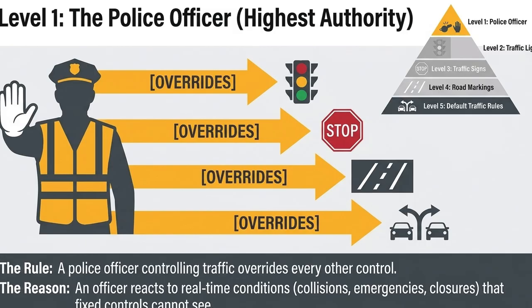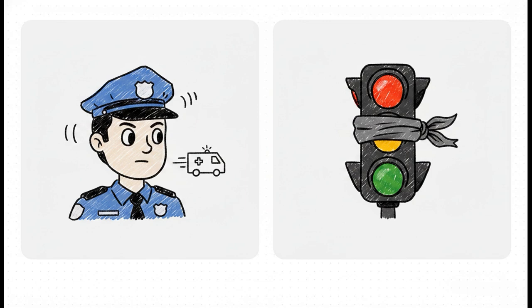Notice how level 1, the police officer, completely overrides everything else. Lights, signs, lines, default rules, gone. That's because humans can react to real-time, real-world conditions. An officer's hand signal literally bypasses every other rule on the road. If a cop tells you to stop on a green light, you stop. If they wave you right through a red light, you go. Simple as that.